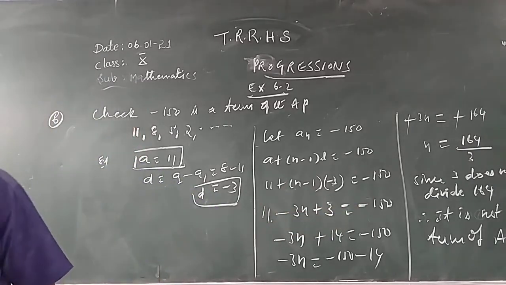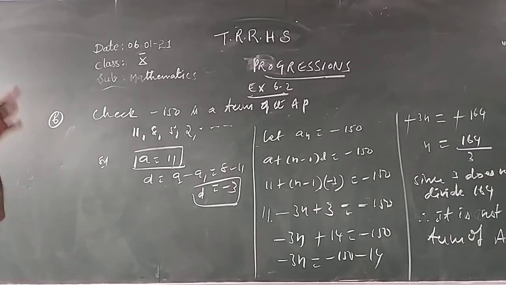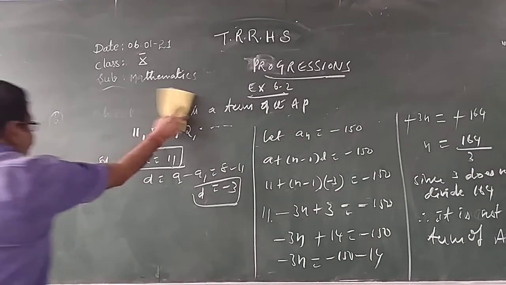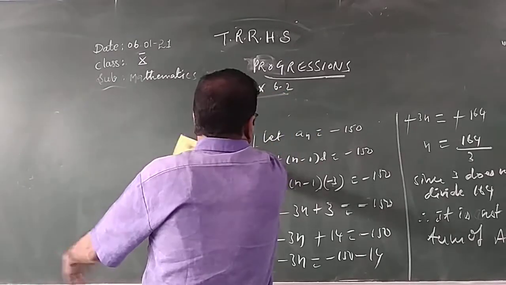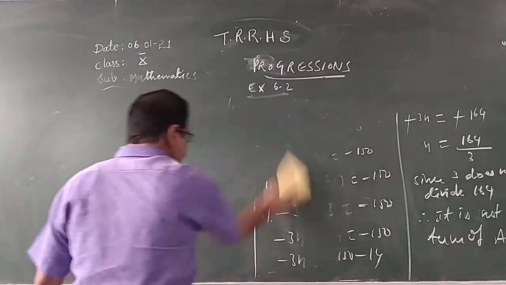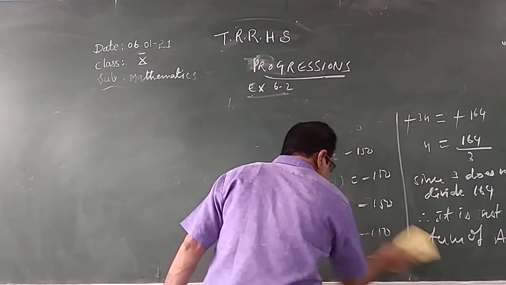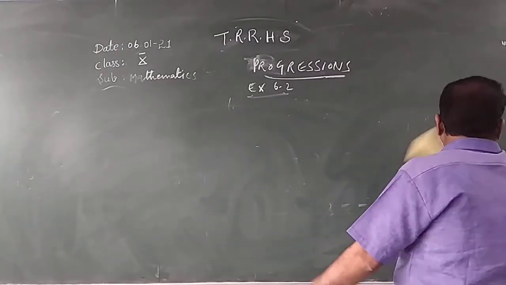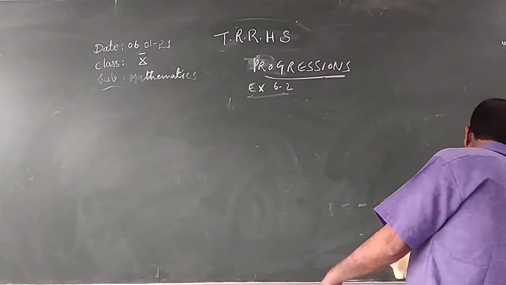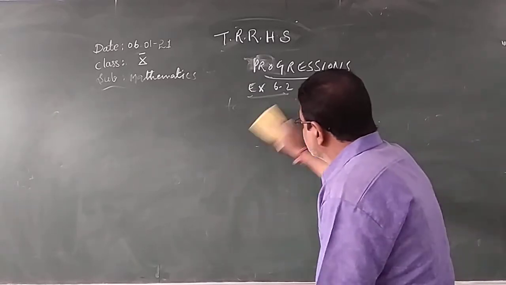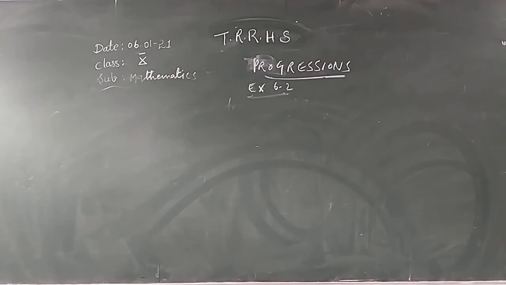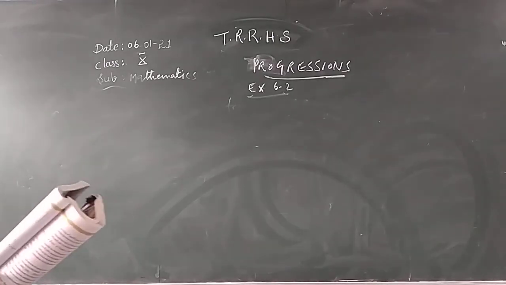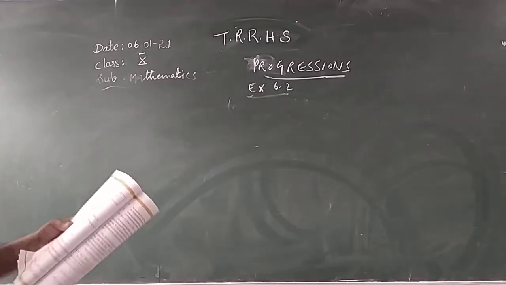I hope you clearly understood. Next, I go for the next problem, children. 7th problem. Find the 31st term of the AP whose 11th term is 38 and 16th term is 73.